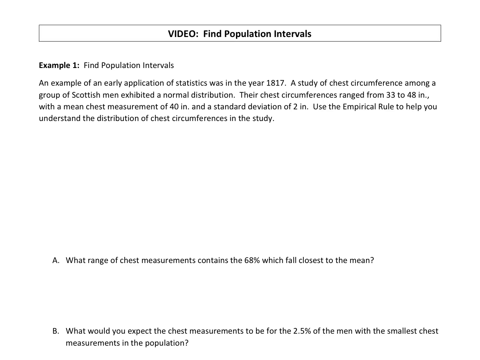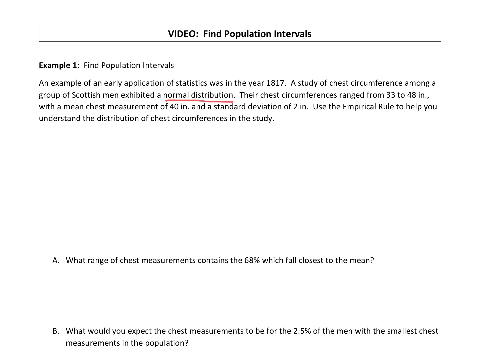All right, so we're going to look at population intervals in our first example. An example of an early application of statistics was in the year 1817. A study of chest circumference among a group of Scottish men exhibited a normal distribution. I don't know why they were measuring the circumference of Scottish men's chests back in 1817, but they collected data and they found that it was a normal distribution.